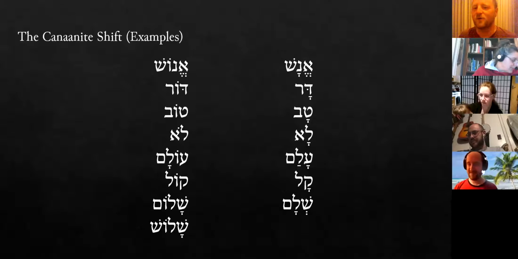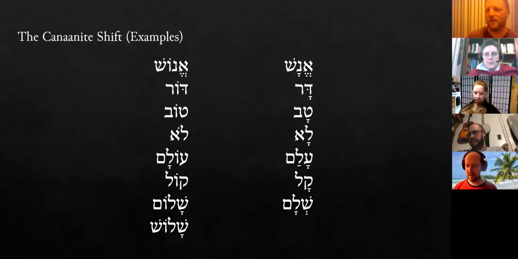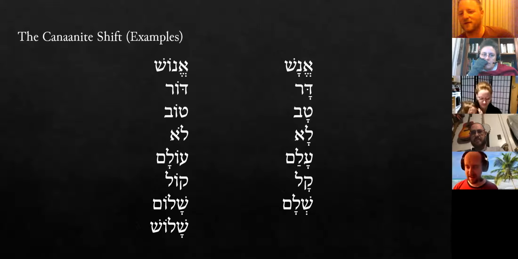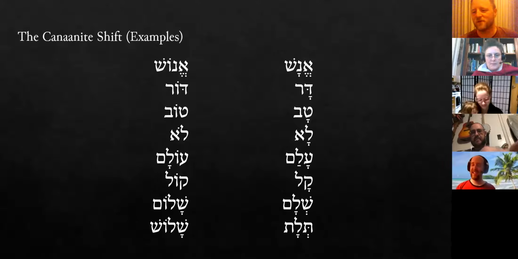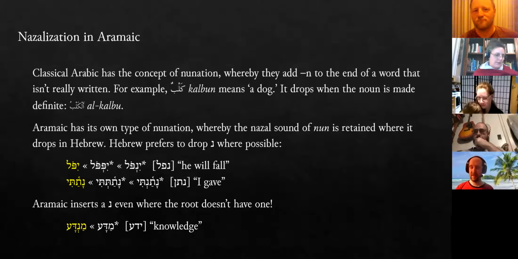So how would you render shalosh in Aramaic? Shalash. You would think so. Remember that sheen and tav? Oh, it's talash. Tlat. Yep. Talat. That just has to be memorized then, because sometimes they change and sometimes they don't, if I'm not mistaken.